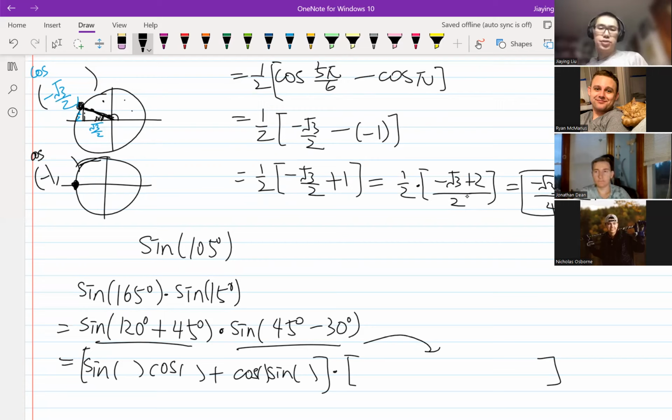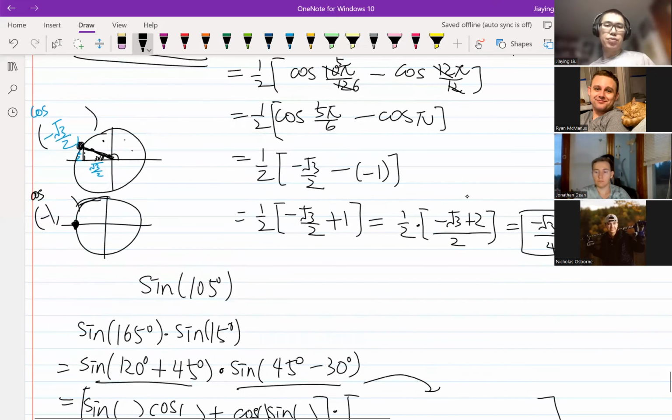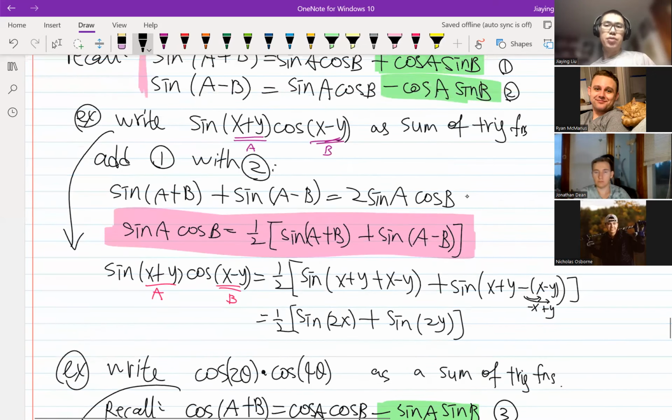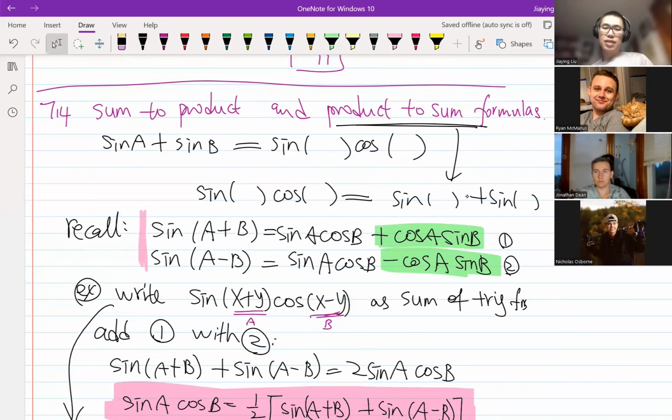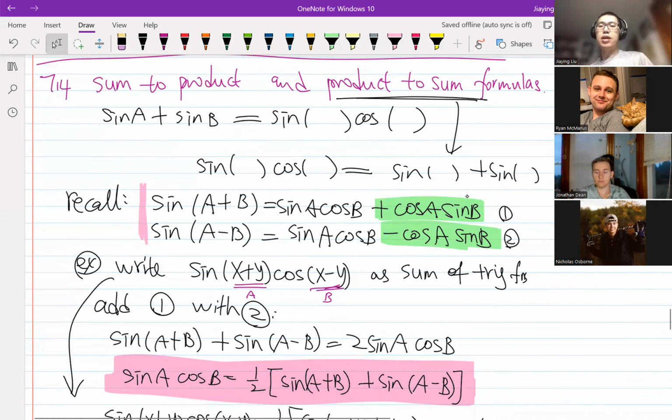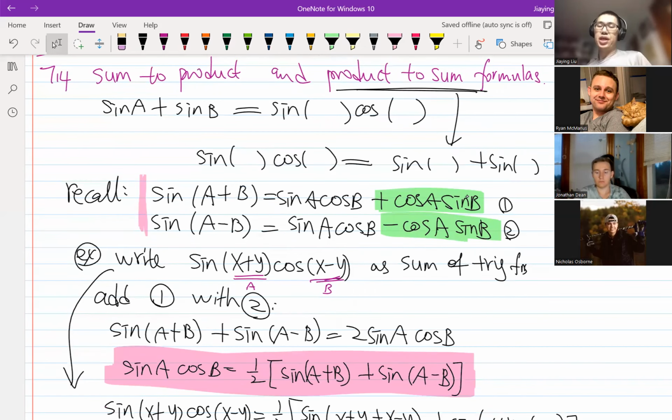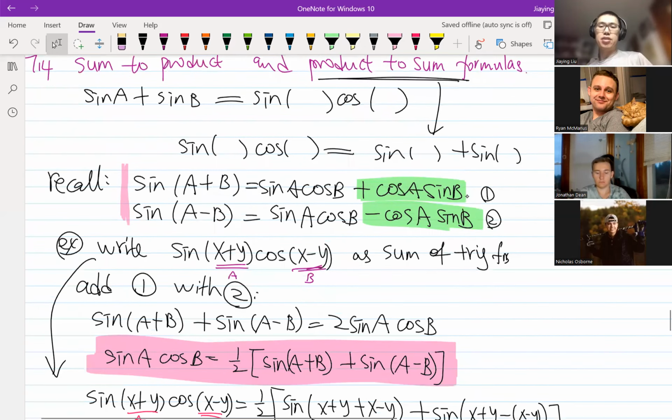All right. So there's another formula. I did not write it down. So what we did, we had equation 1 and 2. If we add them, we get sine A cosine B. But if we take 2 minus 1 or 1 minus 2, we can get cosine A sine B. I did not write that down.